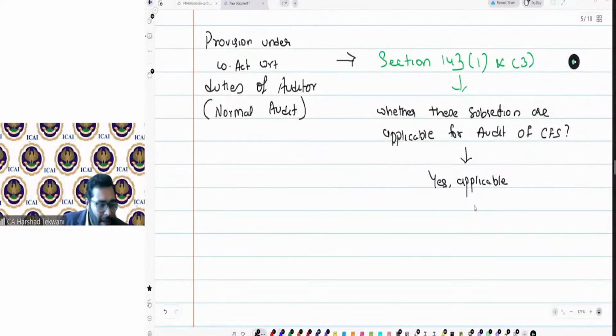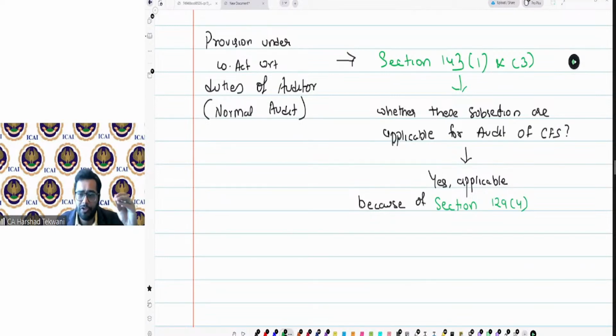So, yes, applicable because of section 129.4, which says that provisions of audit will be applicable on the consolidated financial statement as they apply to the normal standalone financial statement.